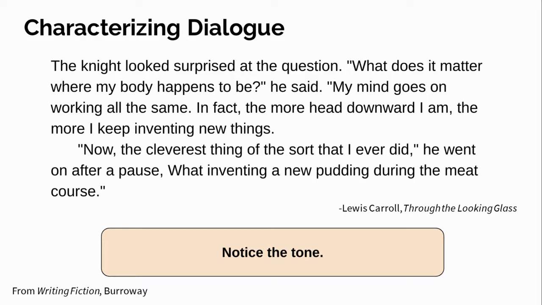The knight looked surprised at the question. "What does it matter where my body happens to be?" he said. "My mind goes on working all the same. In fact, the more head downward I am, the more I keep inventing new things. Now, the cleverest thing of that sort that I ever did," he went on after a pause, "was inventing a new pudding during the meat course."